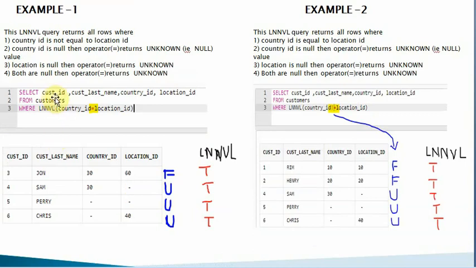So here I have tried to fetch the customer ID, customer name, and country ID, where the condition is LNNVL country ID equal to location ID. You can see the result output here. Why is this output returned? In this first row, the country ID and this column are not equal, so this is false. LNNVL does the NOT of it, so it returns true here, and that's why this row is returned.